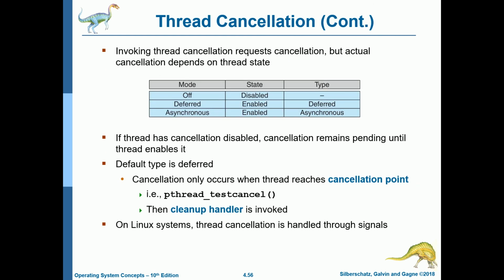Requesting to cancel the target thread depends on how the target thread is set up to handle that request. For instance, Pthreads supports three different cancellation modes. Each mode is defined as a state and a type, as illustrated in this table. The default cancellation type is deferred cancellation. However, cancellation only occurs when a thread reaches a cancellation point. One way to establish a cancellation point is to invoke a specific function, for instance, pthread_testcancel.